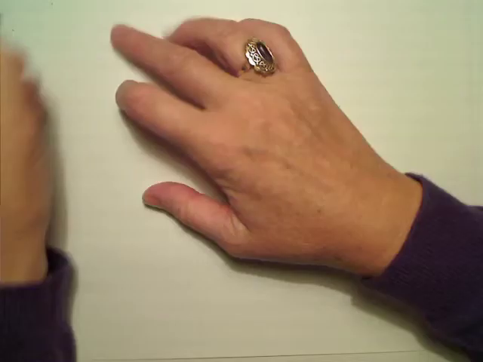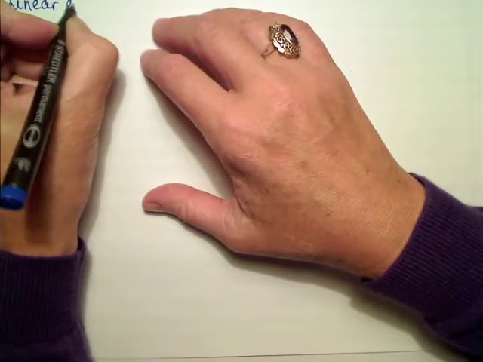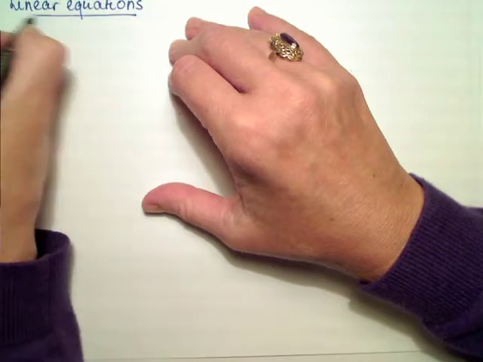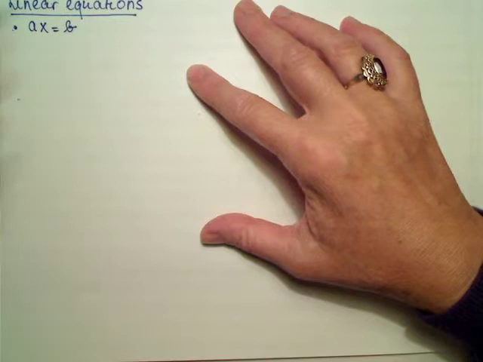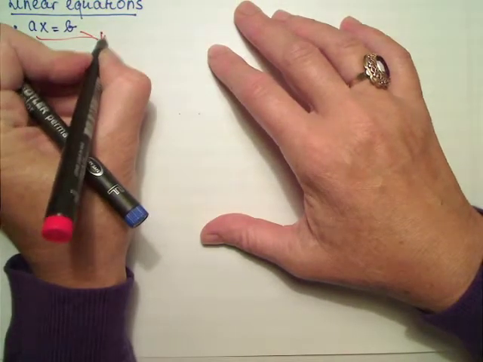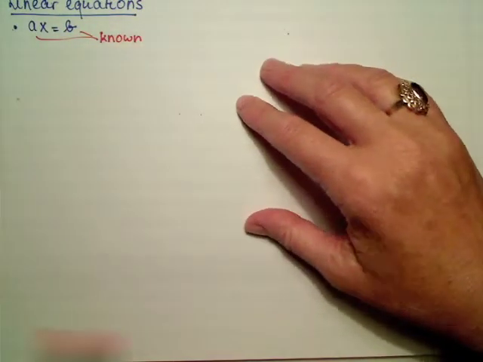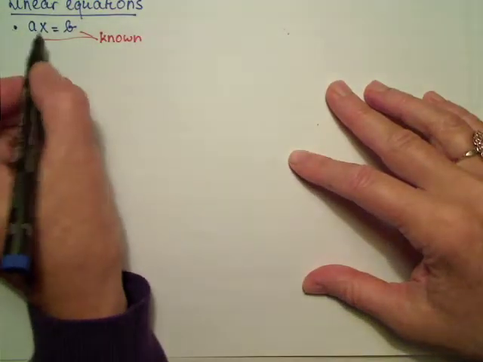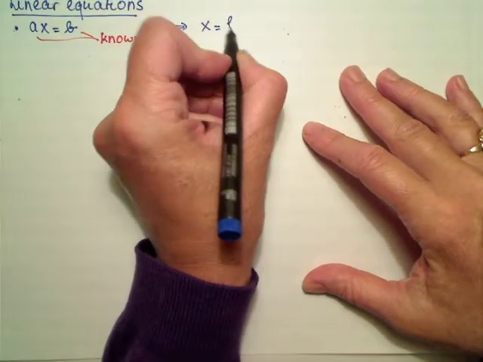So the last topic of today's lecture is linear equations. Now, the simplest form of a linear equation is the equation ax equals b, where a and b are known constants. And we have to solve for x. Now this is quite easy because we divide both sides of the equation by a, and what we get is that x equals b over a.